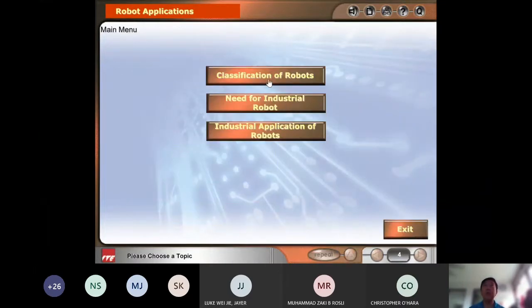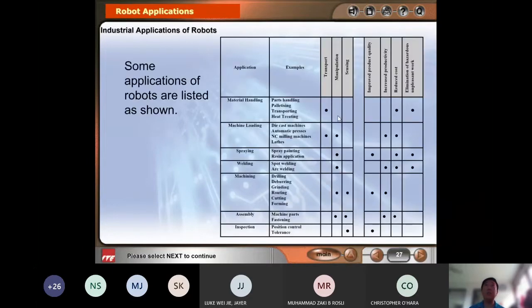So we finished the why we need. Now we are talking about the industrial applications first. The types of applications are shown here. You can see there are quite a lot: machine handling, machine loading, spraying, welding, machining, assembly, inspection, and quite a lot of examples. Don't worry about all this, because later down the road there will be a chapter introducing what all of this is about. This one is not really that important, it's more for you to see only, because I'll explain further down the road.